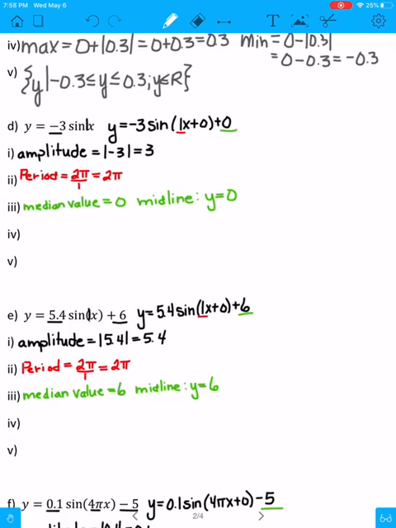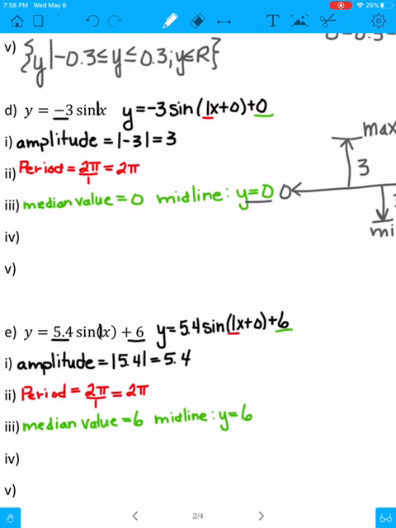For 4, we're going to draw our midline. Soon our midlines won't be 0, so it'll be a little different. But we draw our midline, it's at y equals 0. It's even wrote over here. And then we're going to go up 3. And then we're going to go down 3. So if you go 0 up 3, we have a max at 3. If you go 0 down 3, we have a min equals -3.